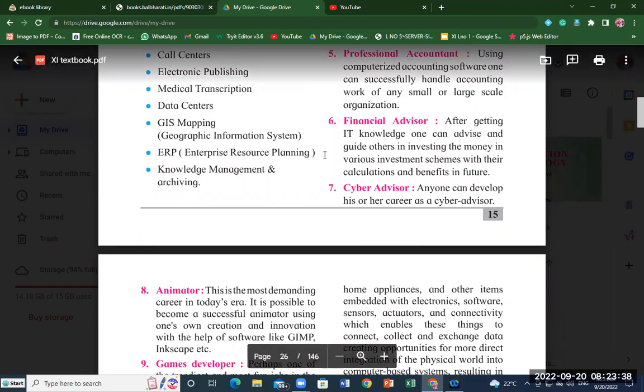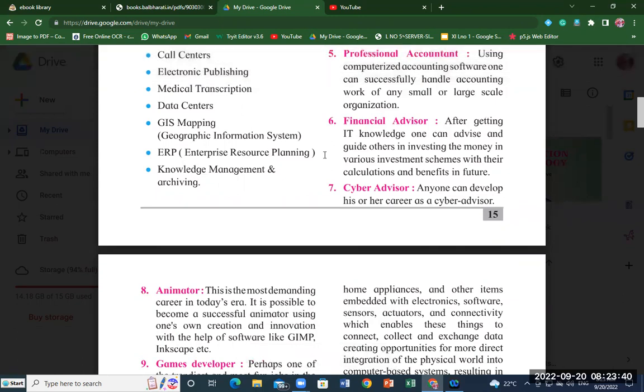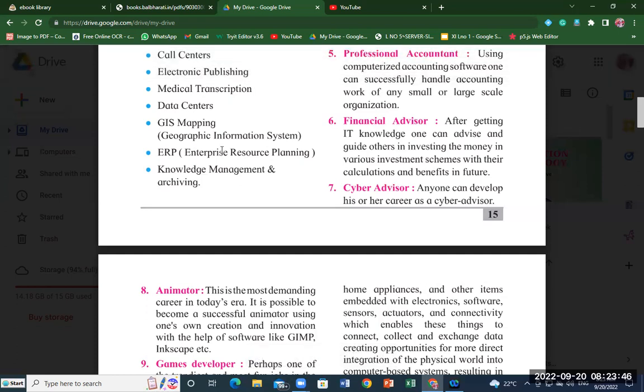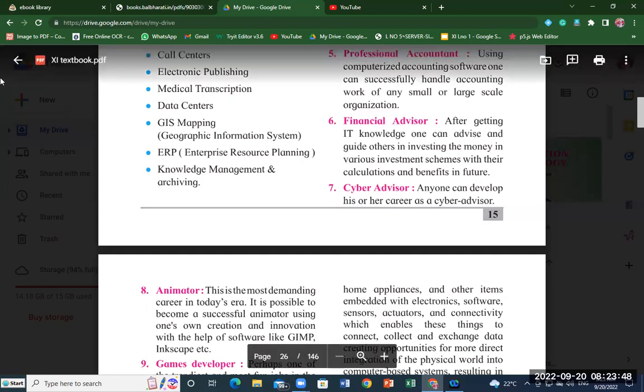ERP, Enterprise Resource Planning. In big organizations, you will find this center, ERP, wherein people are working behind the planning for the resources. Okay, what resources are required by a company and how to grow those or how to reduce those. Are we going into loss or profit? All these things the planning people are doing.